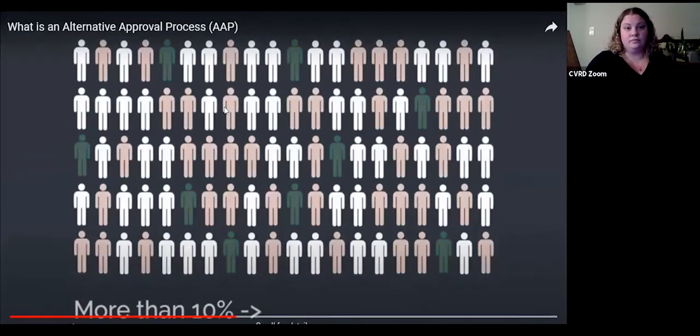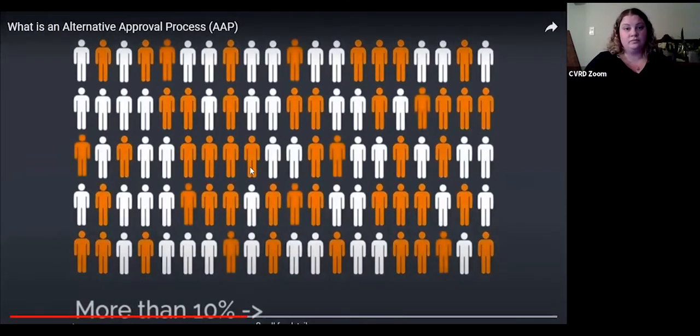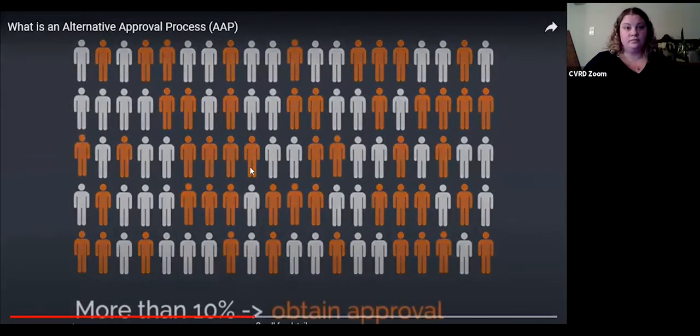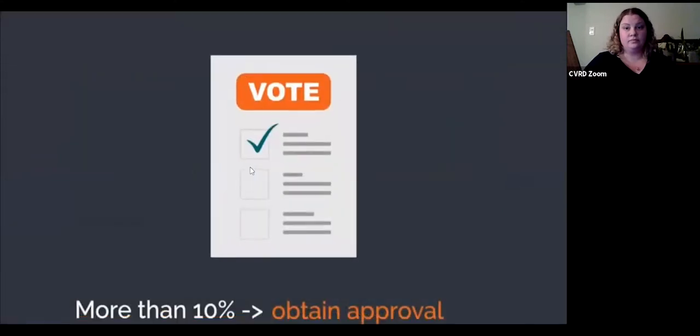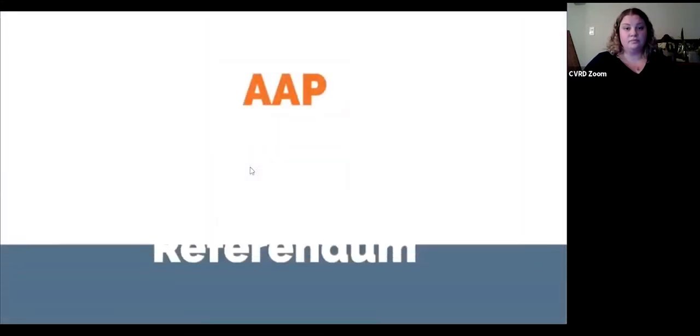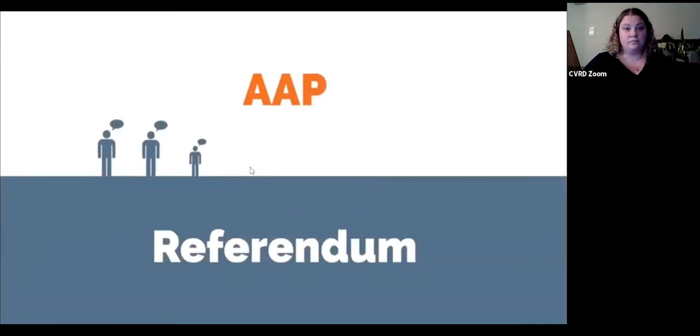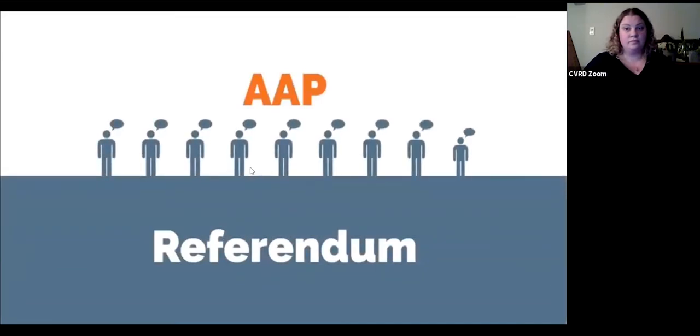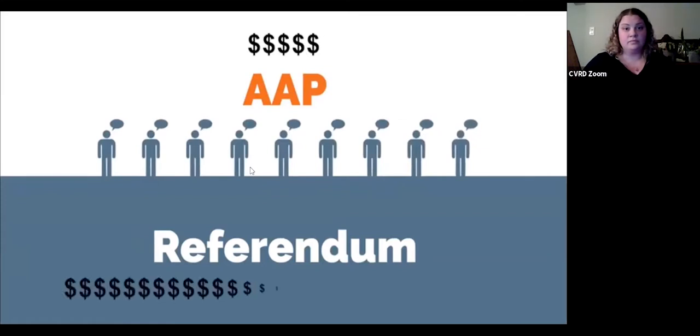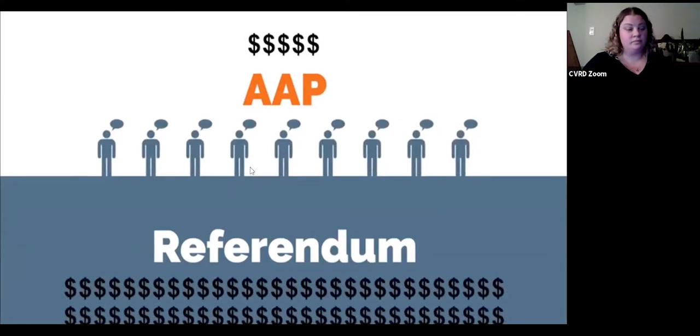If more than 10% submit forms, the CVRD board must obtain approval to move forward by way of a referendum, or it can choose to abandon the initiative. An AAP is used as an alternative to a referendum because it's less expensive to complete, and it's an important gauge of public approval. An AAP typically costs up to $5,000 to complete versus $60,000 for a referendum, depending on the area to which it applies.